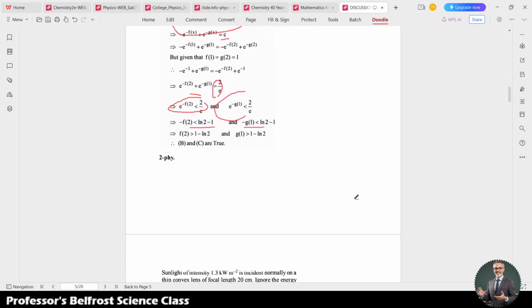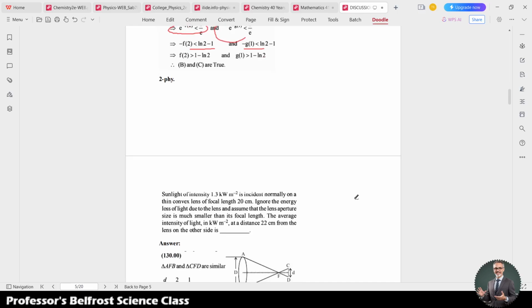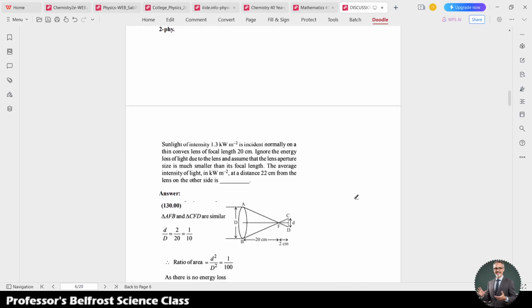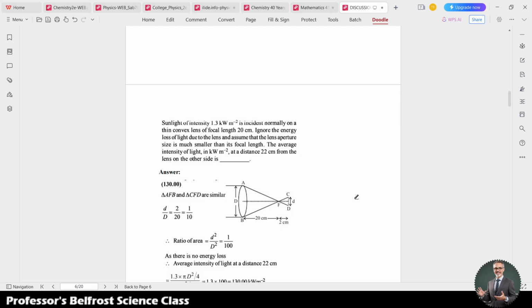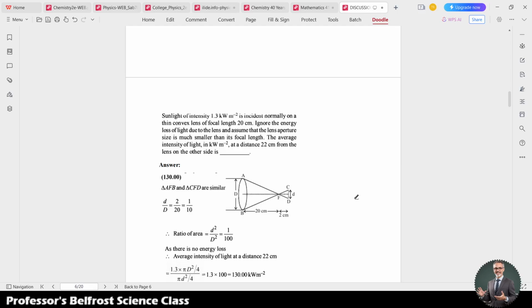Now, second problem, which is related to physics. So sunlight of intensity 1.3 kilowatt per meter square is incident normally on a thin convex lens of a focal length of 20 centimeters. Ignore the energy loss of light due to the lens and assume that the lens aperture size is much smaller than its focal length. The average intensity of light in kilowatt per meter square at a distance of 22 centimeters from the lens on the other side is.